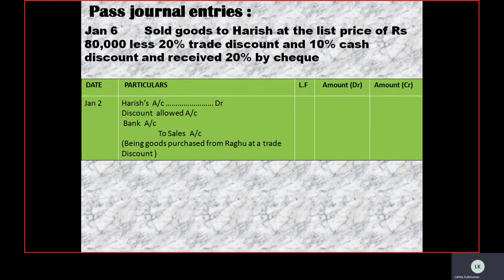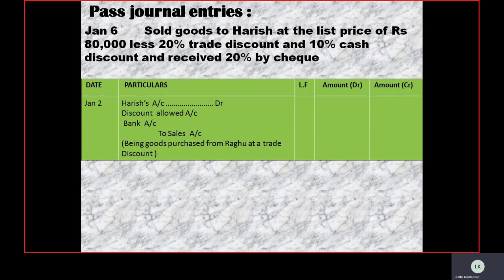Now next, after that, we are going to discuss the same concept related to sales. So let's go through this particular transaction. This transaction says the date should be Jan 6 instead of Jan 2. Remember children? So goods sold to Harish at the list price of rupees 80,000 less 20% trade discount and 10% cash discount, and received 20% by check.